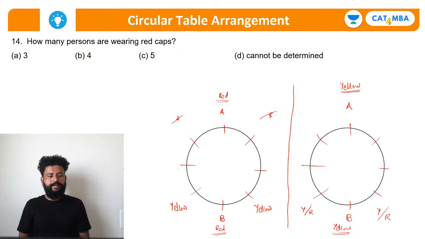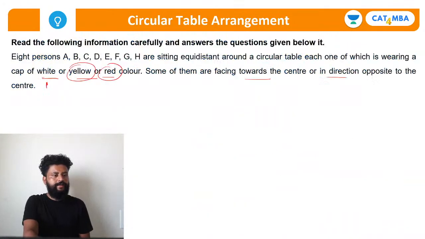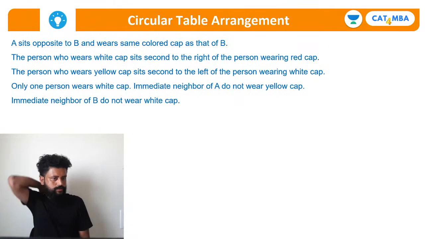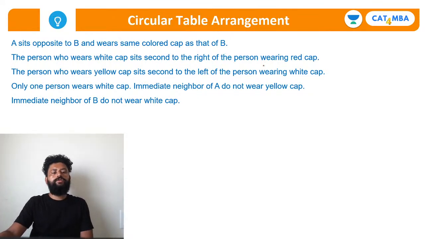और अगर रेड नहीं है तो वहां पे व्हाइट और येलो होने की चांस है. Let's talk about the white cap. The person who wears white cap sits second to the right of the person wearing red cap. Now listen, white cap जो है वो second to the right of red cap आना चाहिए.